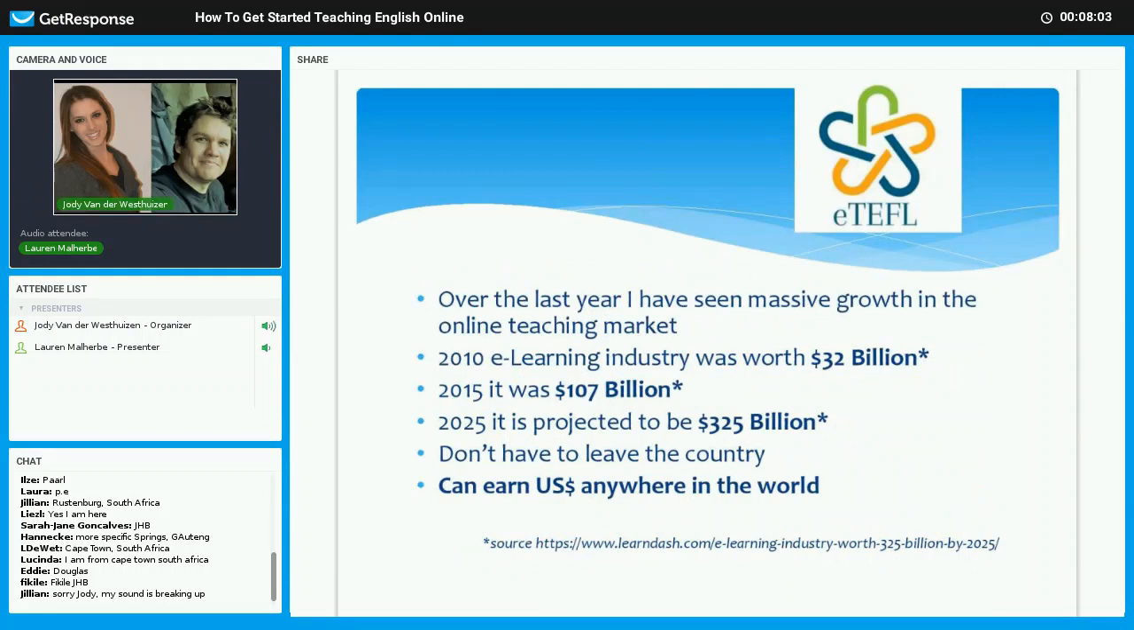So market-wise, over the last year, I've seen massive growth in the online teaching market. We've got some statistics here. In 2010, the e-learning industry was $32 billion. Now, e-learning in general, not just teaching English online, but the whole industry of learning via the internet. So in 2015, it was up to 107 billion, and by 2025, it's projected to be 325 billion. So it's just growing and growing and growing.